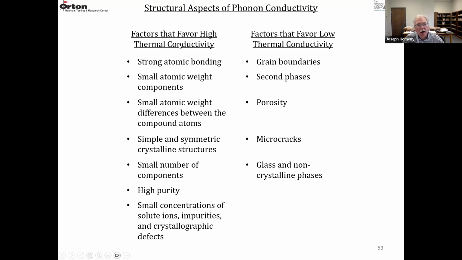So factors that favor high thermal conductivity: strong atomic bonding, small atomic weight components, small atomic weight differences between the different atoms, simple crystal structures, a small number of components, high purity, and high purity means small concentration of solute ions, impurities, and other crystallographic defects. Factors that favor low thermal conductivity would be grain boundaries, second phases, porosity and microcracks have a big effect, and the presence of glass and other non-crystalline phases.